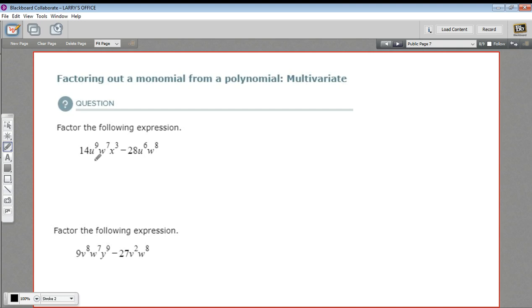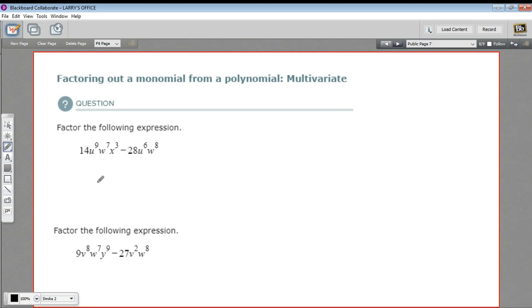In these problems, we have two-term polynomials. So here's a term, this 14u to the ninth, w to the seventh, x to the third, and then a second term, a negative 28u to the sixth, w to the eighth. And what we're being asked to do is factor out the greatest common factor. So what can we pull out of both of these things in common?